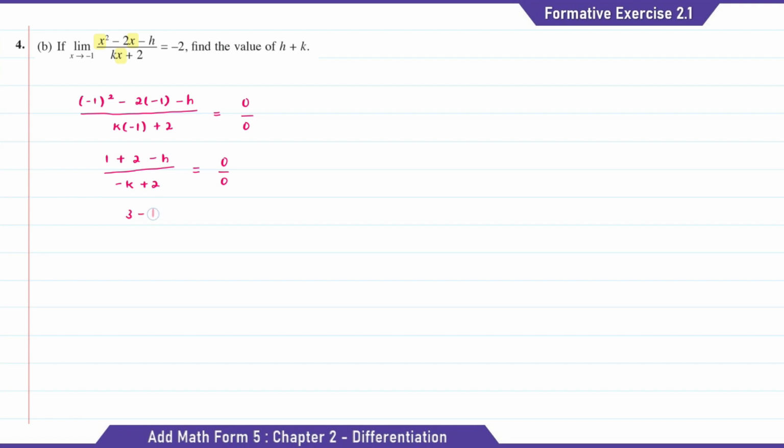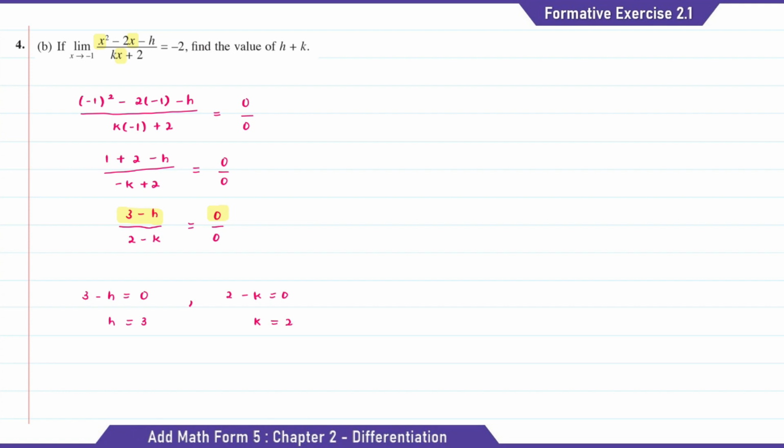Next, 3 minus h over, and for the denominator, I'm going to rearrange this as 2 minus k, equal to 0 over 0. So now by doing comparisons, 3 minus h equal to 0, then h is equal to 3. As for the denominator, 2 minus k equal to 0, then k is equal to 2.